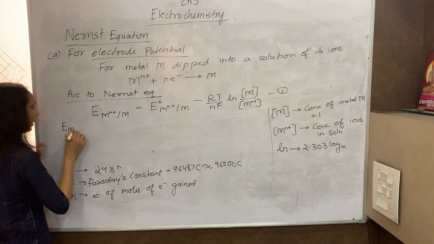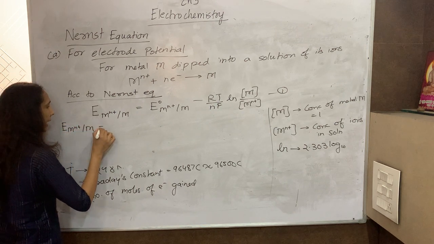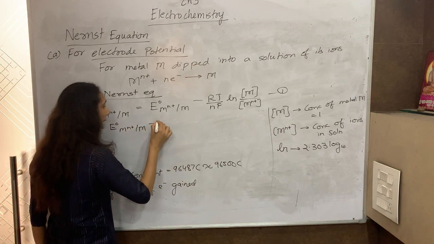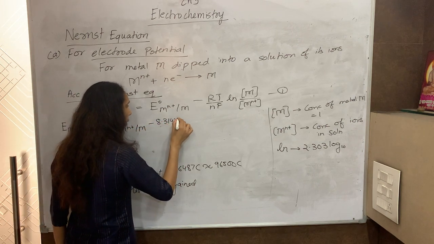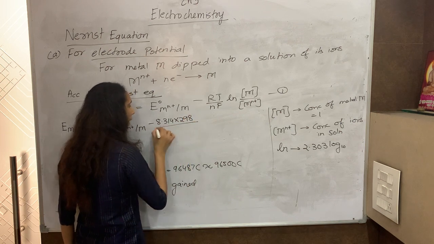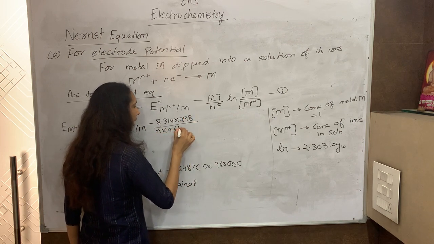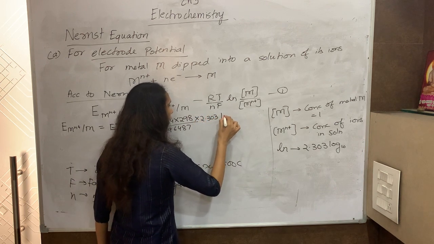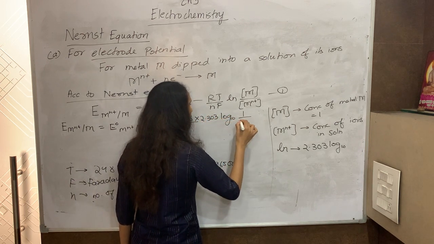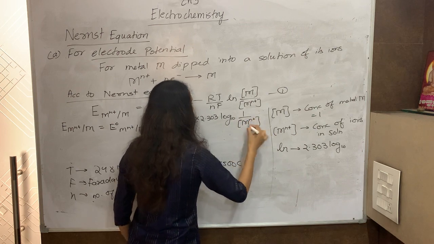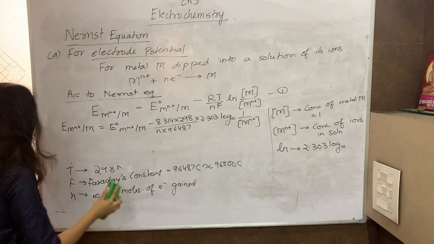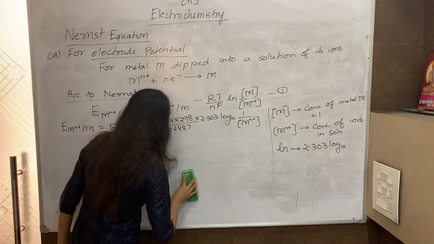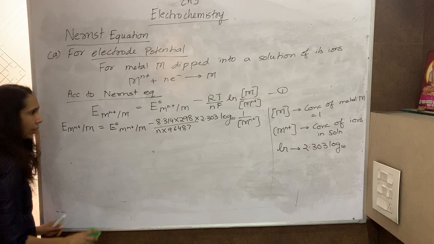E Mn positive M is equal to E naught Mn positive M minus 8.314 into 298 upon N into 96487 into 2.303 log to the base 10 1 upon Mn positive. That is the equation. Now we can just multiply these values which we know already. We can multiply and divide these values.